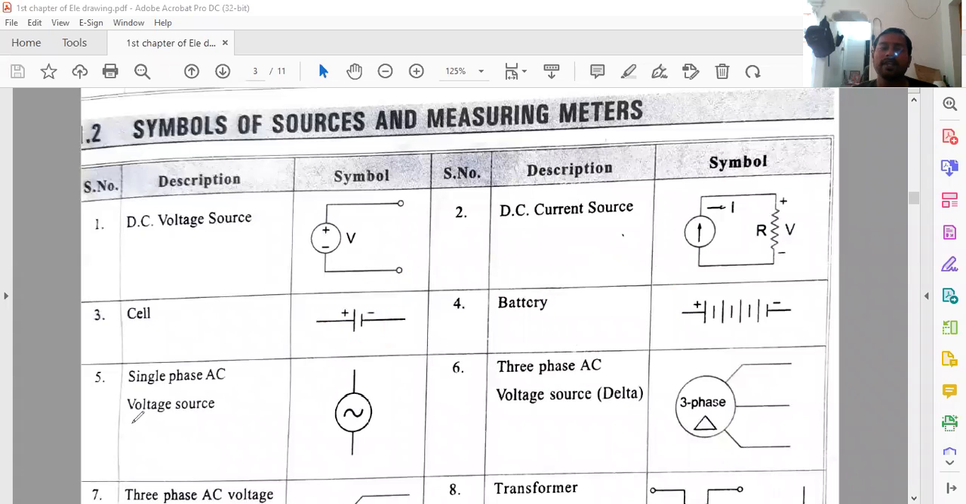Now look at this single phase AC voltage source. We should not represent positive and negative here. That is the wrong manner. A single phase AC source you should represent just like this, with an alternating symbol. This is the symbol of the AC voltage source. Is that clear?